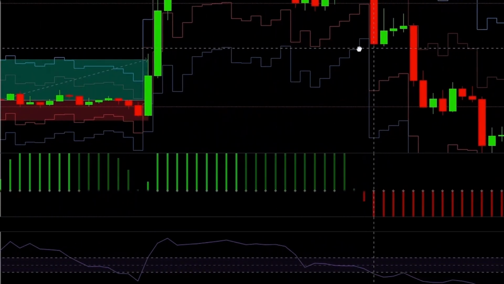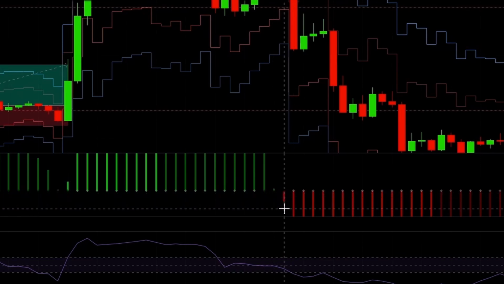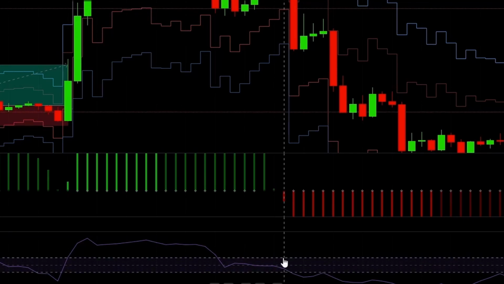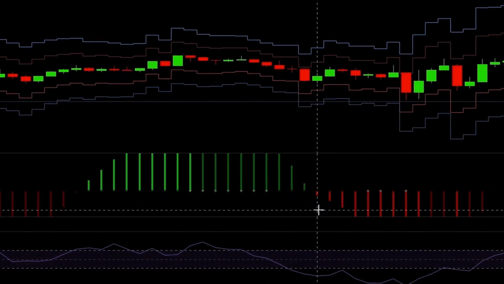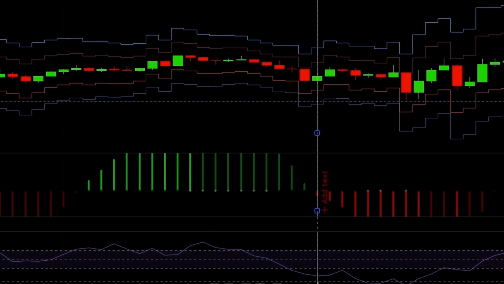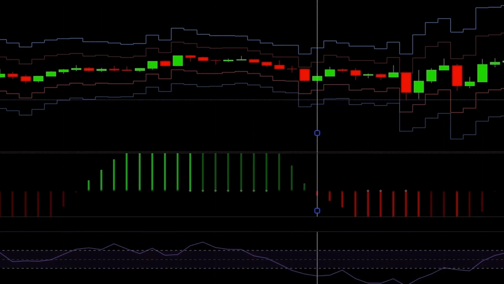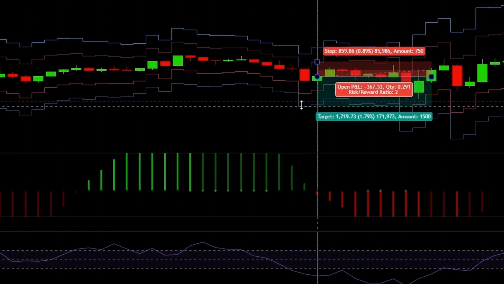Now let's find a short example. So here we get a short entry signal from the squeeze momentum, but the MFI did not agree with that as the MFI line was between the two limit levels. Now going back a bit. On this candle, the squeeze momentum switched from green to red, and the MFI was under the MFI short limit level, so this is a valid short entry. Stop loss here and take profit here.